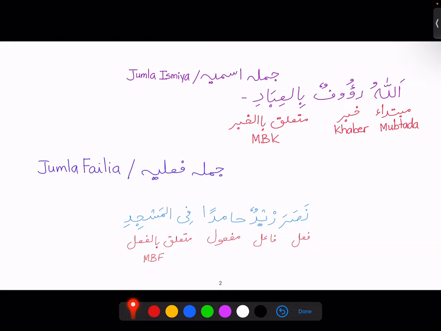Simple and easy, inshallah. And what are the two important ingredients for Jumla Failure that we cannot have Jumla Failure without them? Fail and file. In order to make Jumla Failure, just fail and file are good enough. And the file can be inside the verb, right? So that's it. When I say Nasara, I have a complete Jumla Failure. He helped. When I say Akala, what does Akala mean?